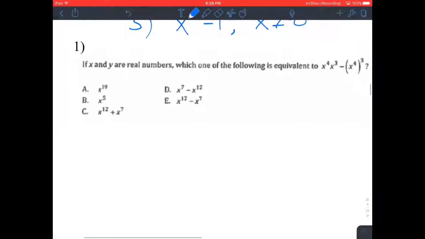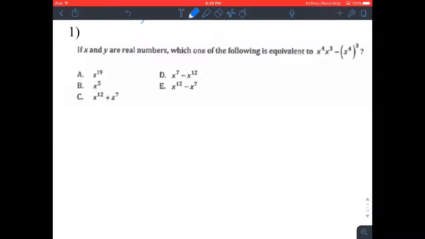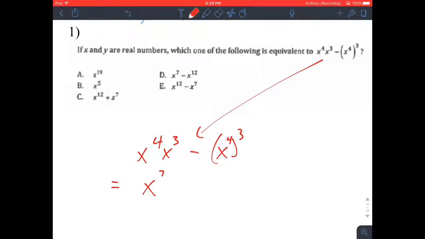All right, let's look at an example. If x and y are real numbers, which one of the following is equivalent to x to the 4th times x cubed minus x to the 4th cubed? So I'm just going to write this down. X to the 4th times x cubed, that is the product property, which says you add the exponents, that's x to the 7th. X to the 4th cubed, that's a power to a power, you multiply the exponents, that's x to the 12th. Now, can we combine these two terms together?